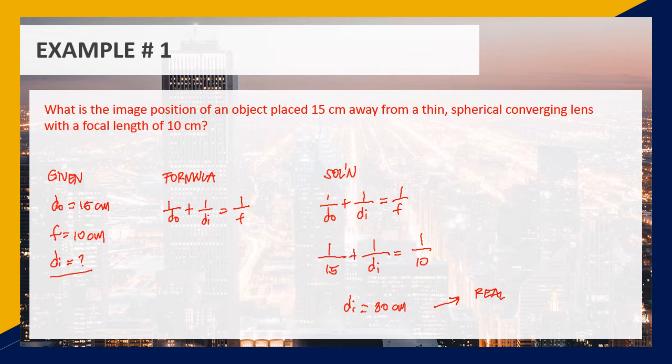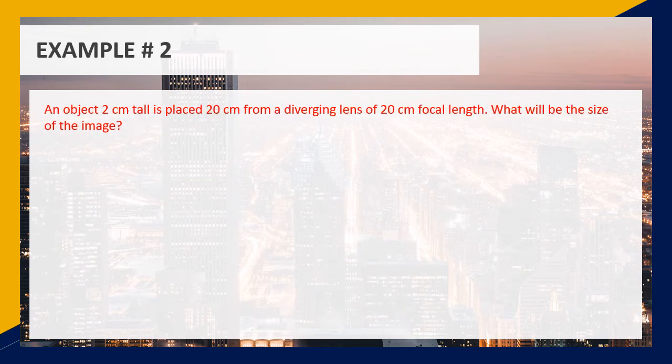Okay, another example. An object 2 cm tall is placed 20 cm from a diverging lens of 20 cm focal length. What will be the size of the image? So, we are looking for the size of the image. Given is the height of the object, 2 cm. Then, placed 20 cm, so the distance of the object is 20 cm, from a diverging lens of 20 cm focal length. So, focal length is equal to 20 cm.